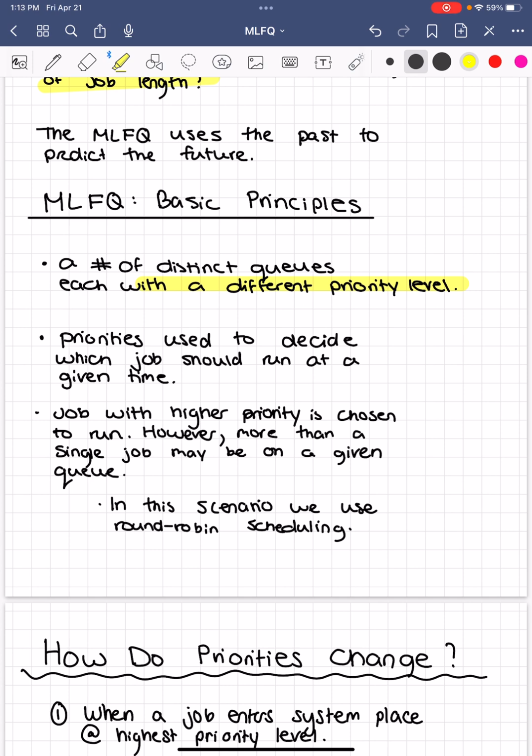However, given that the data structure we're using is a queue, it's possible that more than one job may be on a queue at any time. And so in this scenario, we use round-robin scheduling. Round-robin scheduling is a really simple form of time sharing. We basically allot the same amount of time to each process in the queue across the board. So all of these jobs in the queue are going to get serviced at some point.